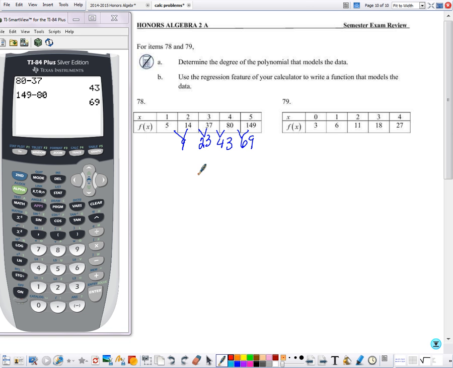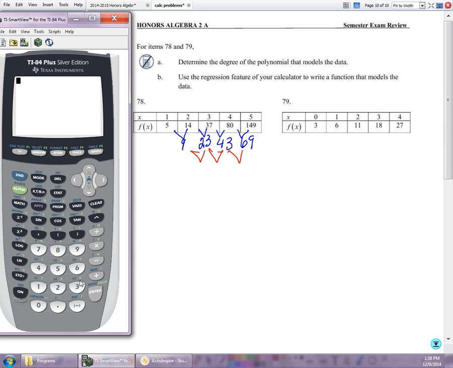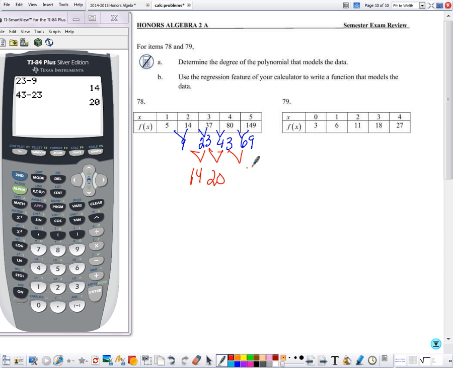So then we have to subtract again and see if we get a constant. 69 and 43, it's 26. And then subtract again, we're going to get 6 and 6. So this one is cubic. It's a degree of 3.